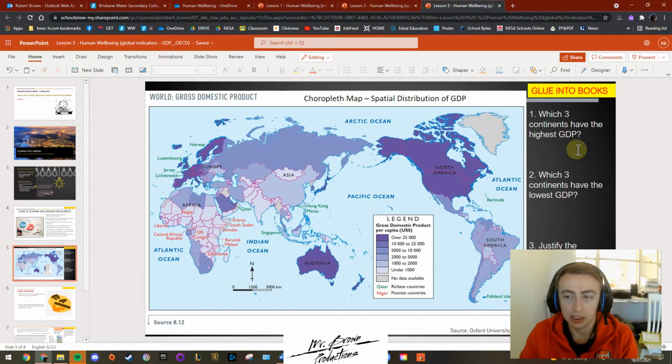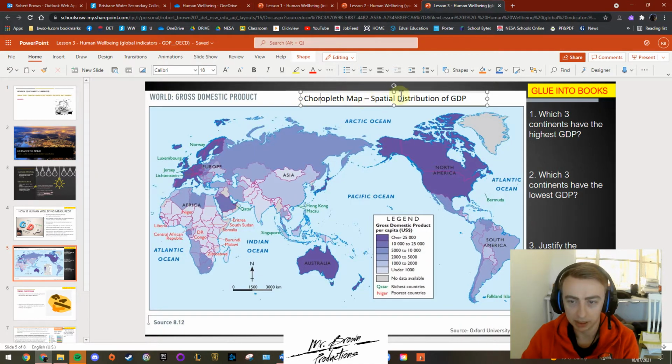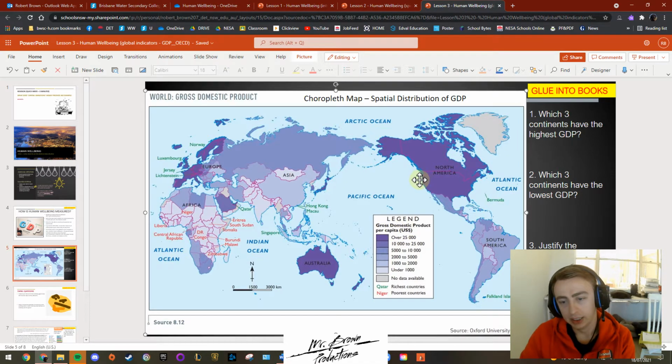Okay. So question 1. I'll explain what this map is first. This is a geography skill we call a Choropleth Map, and it has a little scale here, and it measures different countries based off a certain criteria, and shades them different colours depending on how strong or weak they are in that section. For example, the legend here is looking at gross domestic product per capita in US dollars. Per capita means per person. And so countries that have over $25,000 per person in their GDP are the darkest shade of purple we can see there.